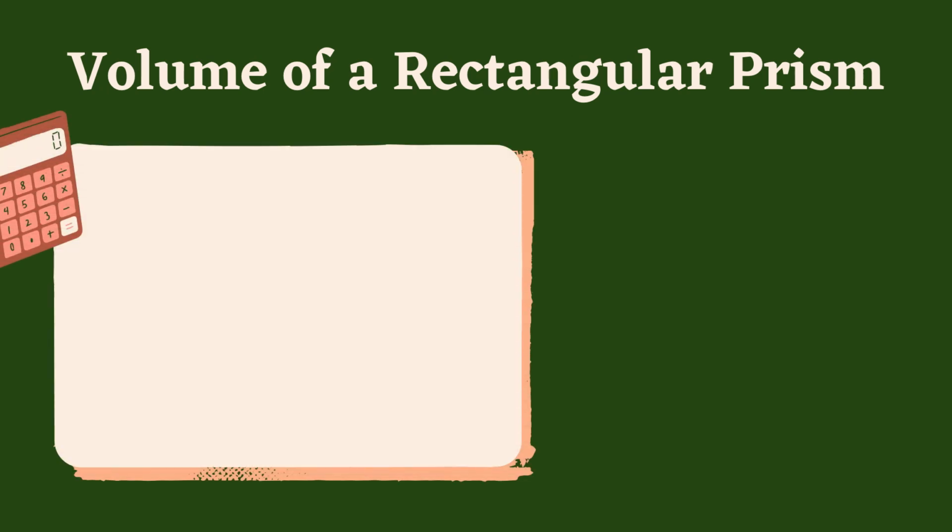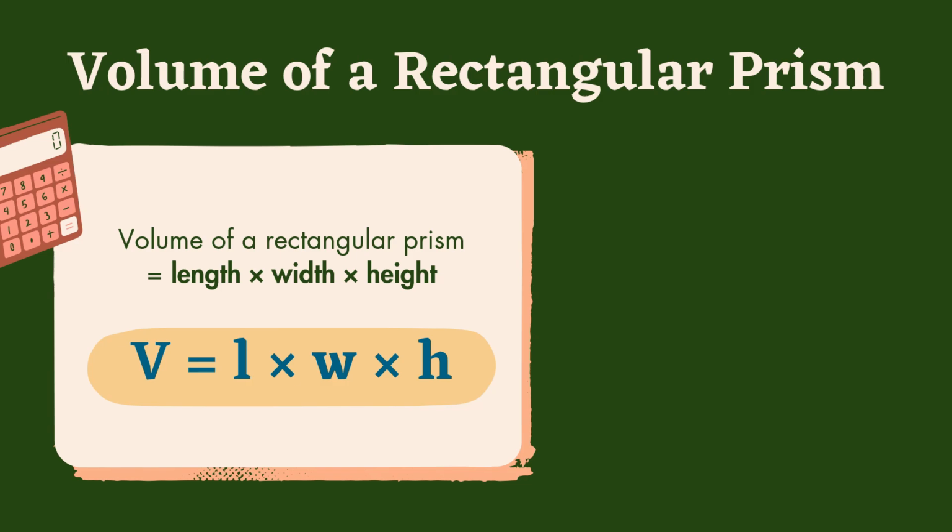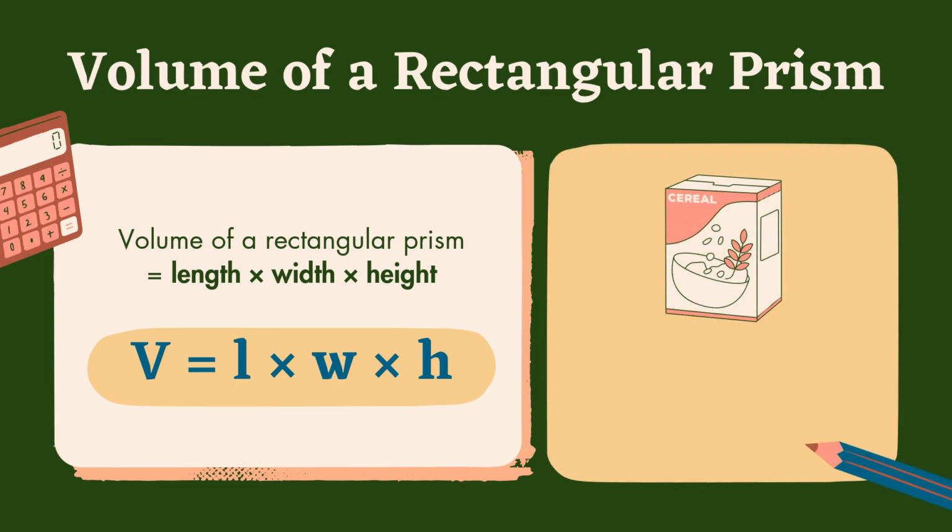Let's discuss the volume of a rectangular prism, as we used in the previous examples. The volume of a rectangular prism is equal to length times width times height. In symbols, V equals L times W times H. Just like in our example, in this cereal box the height is 7 inches, the length is 5 inches, and the width is 2 inches. So we're just going to multiply 5 inches times 2 inches times 7 inches, which is equal to 70 cubic inches.